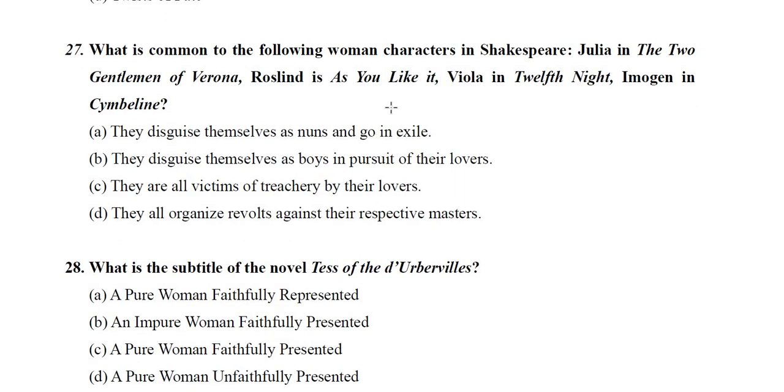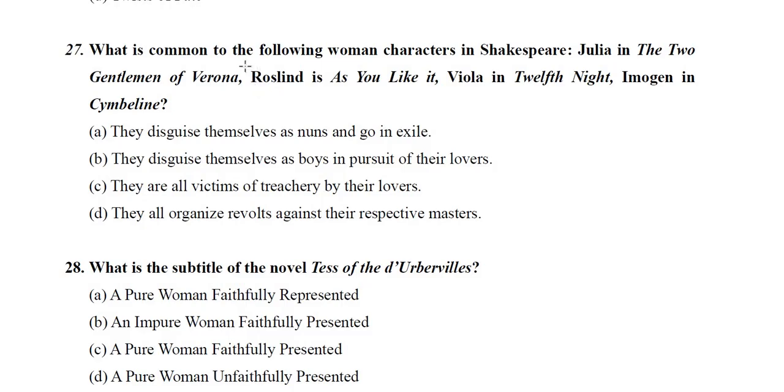Next question we have: what is common to the following women characters in Shakespeare? So there are characters from various plays by William Shakespeare, and what is the common thing among them? Julia in The Two Gentlemen of Verona, Rosalind in As You Like It, this text is prescribed in the syllabus, Viola in Twelfth Night, and Imogen in Cymbeline. They disguise themselves as nuns and go in exile. They disguise themselves as boys in pursuit of their lovers. They are all victims of treachery by their lovers. They all organize revolts against their respective masters.